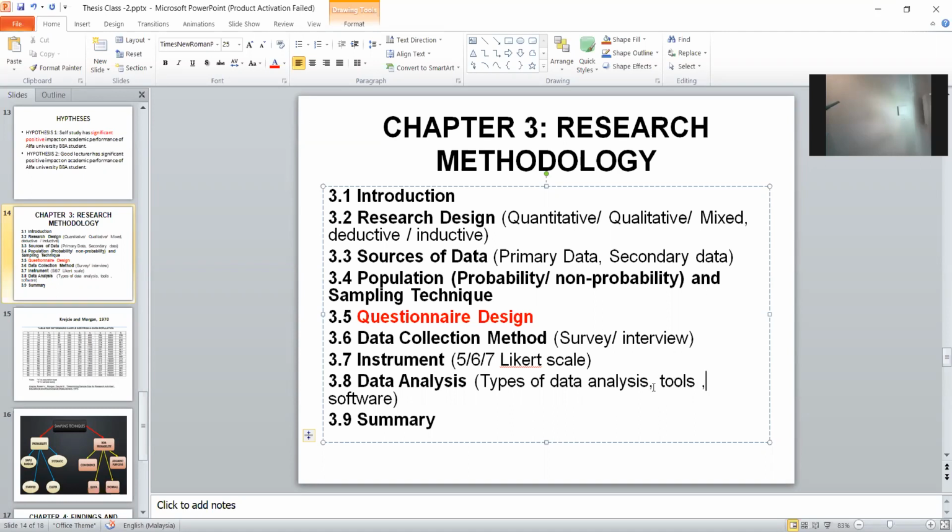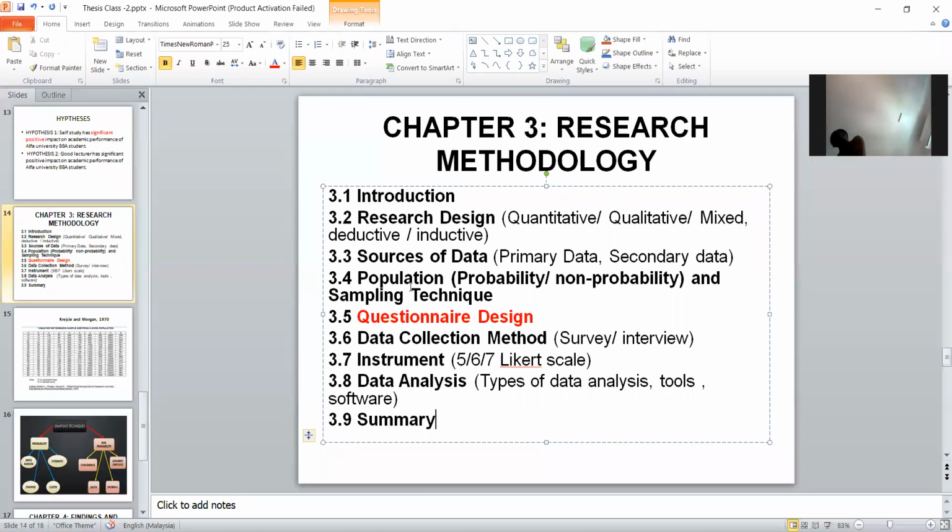Then what kind of tool do you use? You use Excel or you use SPSS. You have to write down the software name. Okay. Then the summary. Chapter 3 is very simple, very short. It will be around 3 to 4 or 5 pages maximum. In 5 pages, you can mostly finish chapter 3, because the information is very limited. No need for a big lot of information.